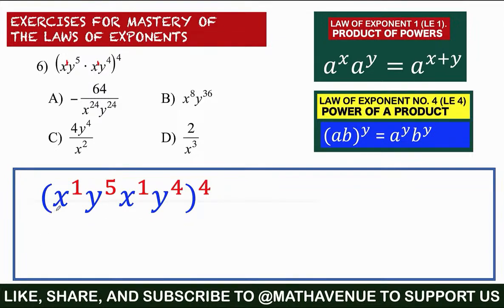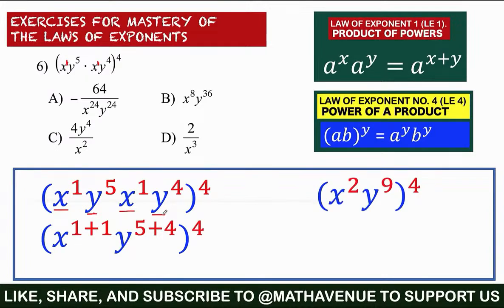Now here, notice that you have a variable x and another variable x. You have a variable y and another variable y. So let's apply first the law of exponent number 1. And it looks like that. And simplifying, you have x squared, y squared, all raised to the fourth. Now in this form, you have a product raised to an outside exponent, and that is law of exponent number 4. So that means each of the factors should be raised to the fourth, like that. And 2 times 4 is 8, 9 times 4 is 36. That is now our answer, and that is letter B.